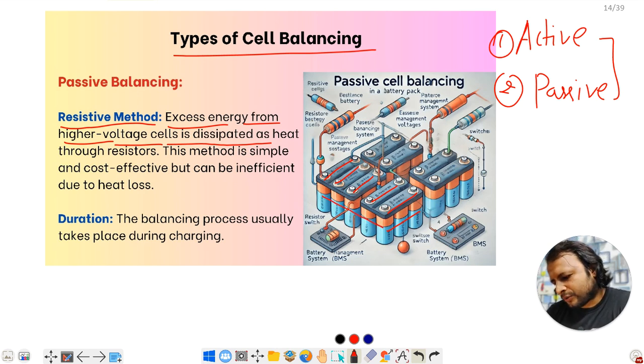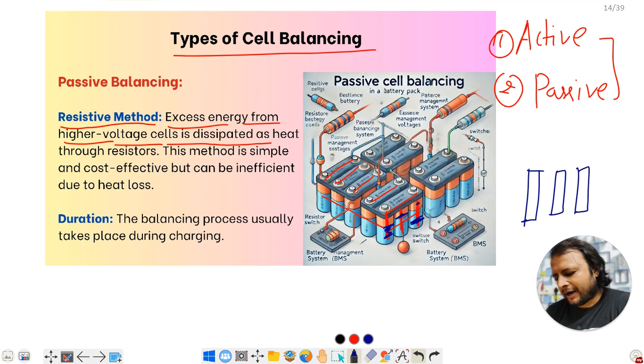So what we are doing, suppose this cell, this cell, and this cell have different charges. Suppose this one is charged up to this level, this one is charged up to this level, and this one is charged up to this level. These are cell number 1, cell number 2, and cell number 3. So the balancing will be done.